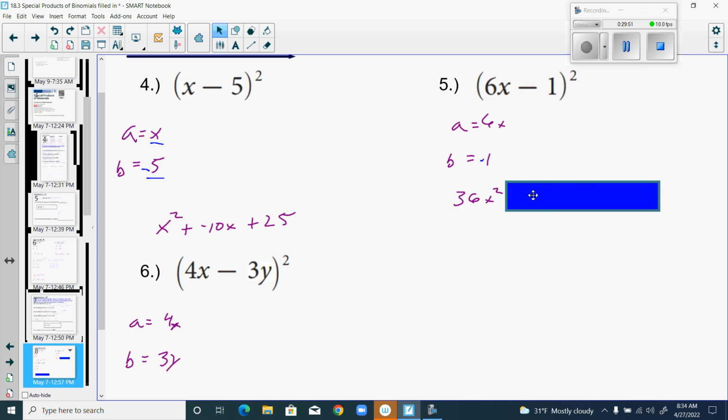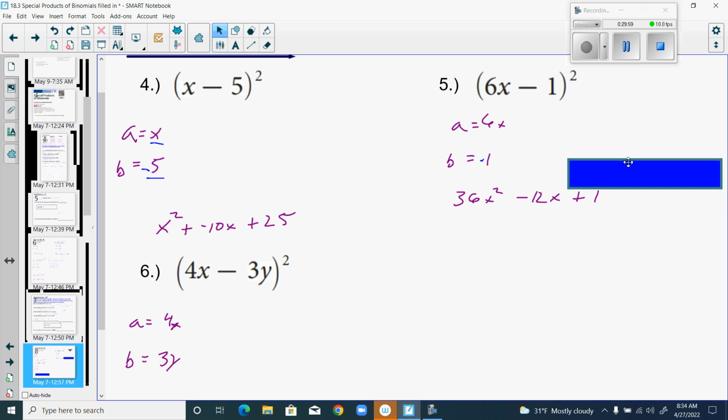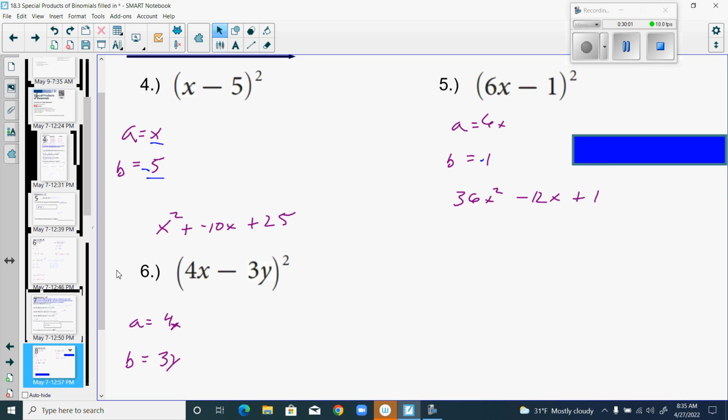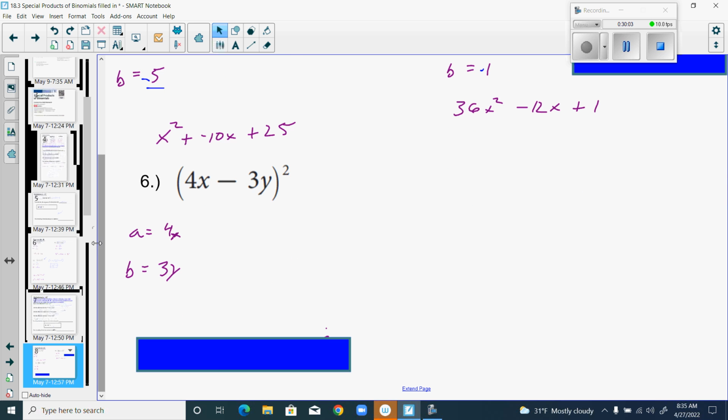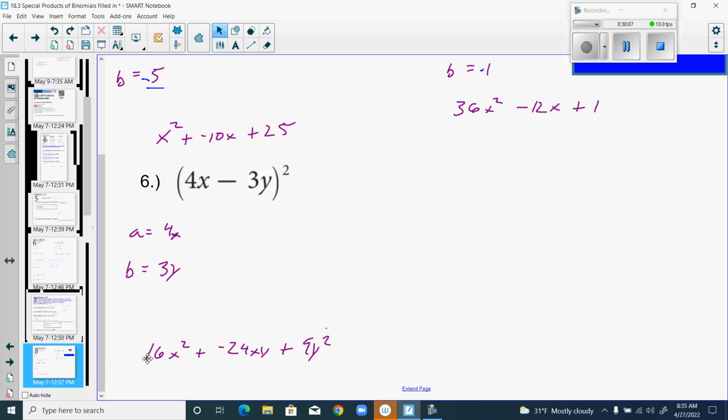The last one here, I was kind of saving the idea of walking through it. This is what you should have gotten: 16x squared minus 24xy plus 9y squared. All right, so hopefully we're doing well on those patterns. We have one more to talk about, and then we'll be done here.